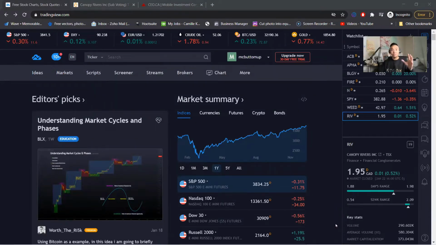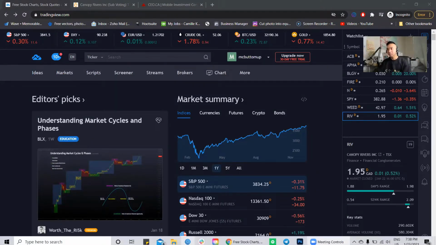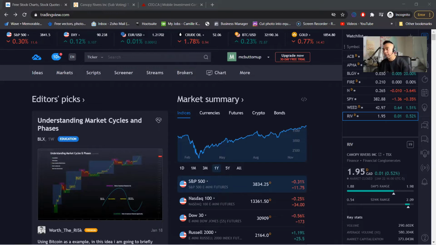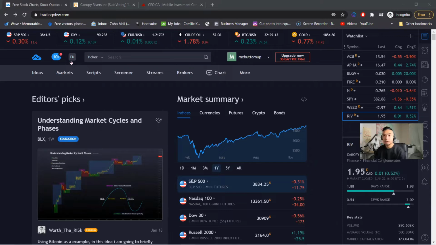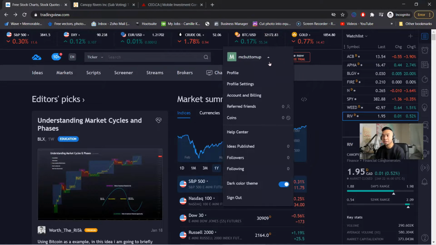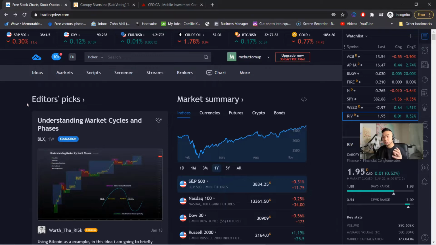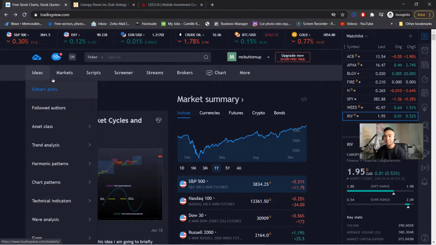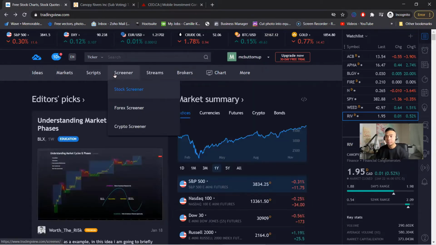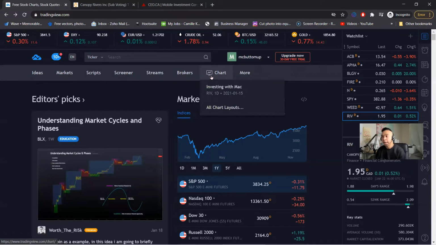So this is what TradingView looks like, and maybe I'll just do a quick overview of what it is. You can see here, tradingview.com. All you need to do is type that in, and if you have not registered, definitely sign up because it's basically free and they have a lot of features. You can see the ideas, the markets, the scripts, the screeners, the streams, broker, and chart. And you can see here that I created my own Investing with Mac already.